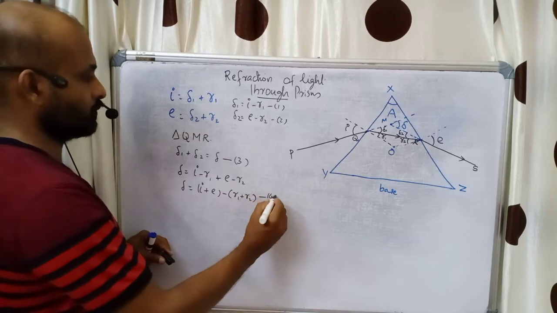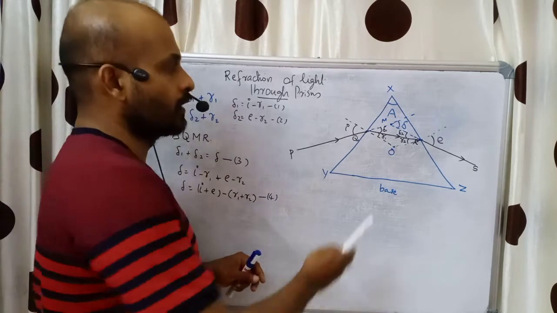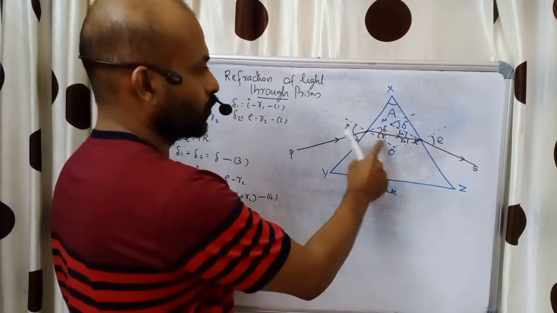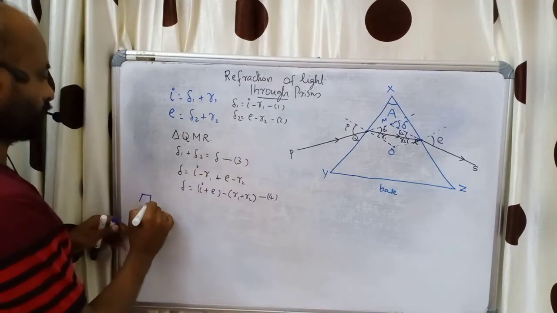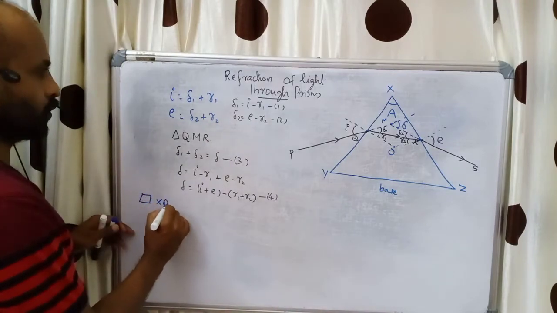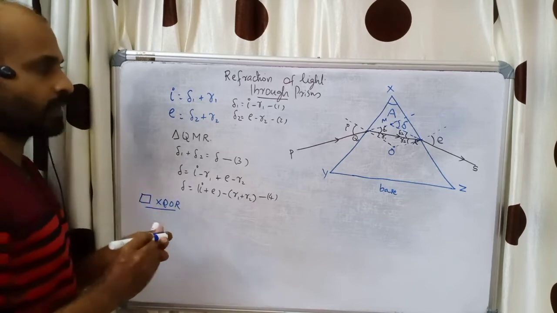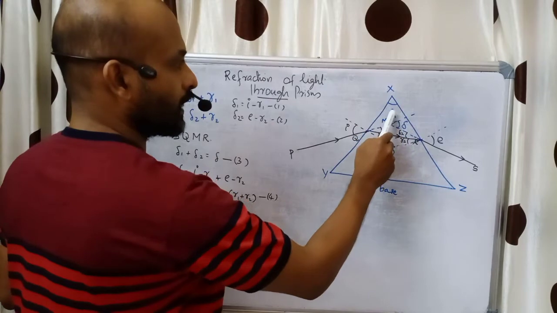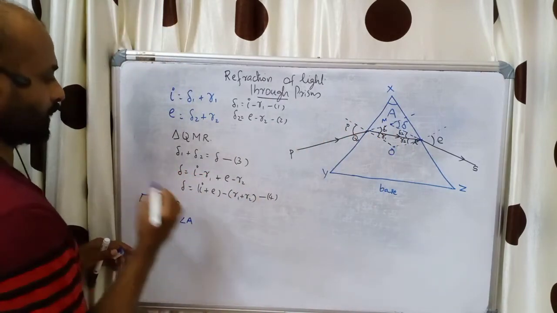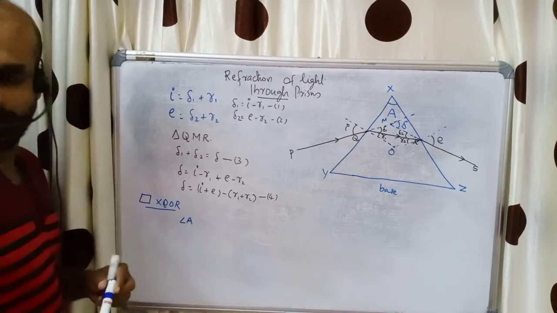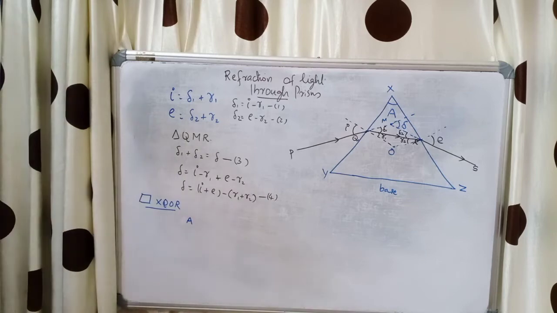Equation number 4. Okay. Now we are going to consider a quadrilateral XQOR. In this quadrilateral, there are 4 angles. Which are the angles? This is one angle, I can mark as angle A. So angle A, angle of the prism, or simply I will write A. A is the angle of the prism. So first angle is A.